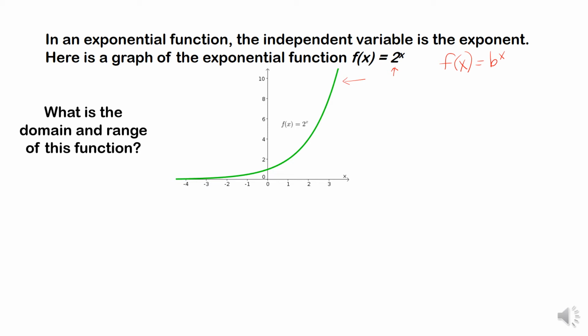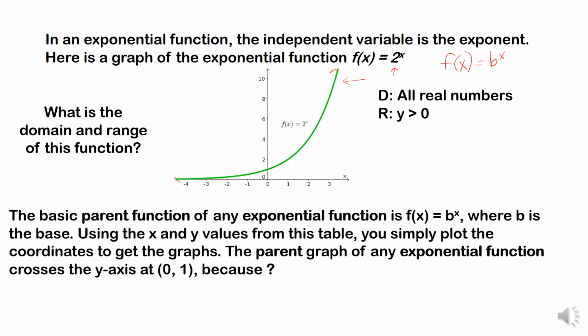What is the domain and range? The domain, we know that the lines go on forever unless it's a word problem, so the domain would be all real numbers. The range is y is greater than or equal to 0. You have to be very careful with exponential functions because they get closer and closer but never cross the x-axis unless they've been translated up or down. The basic parent function, like I said, is this one, where b is the base. Using x and y values from a table, you simply plot the coordinates to get the graphs.